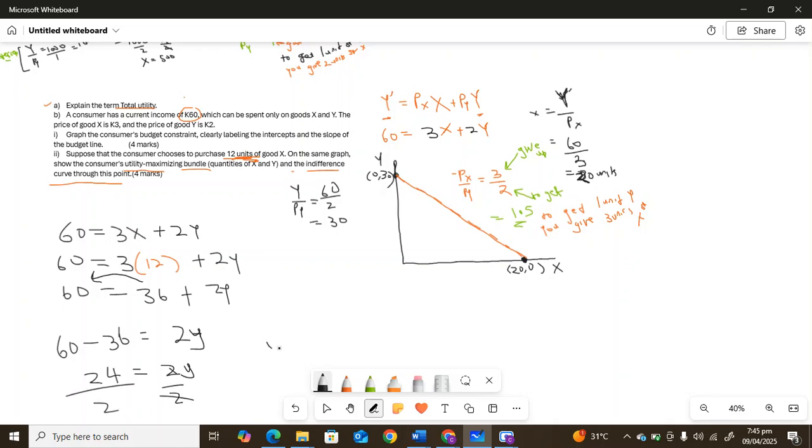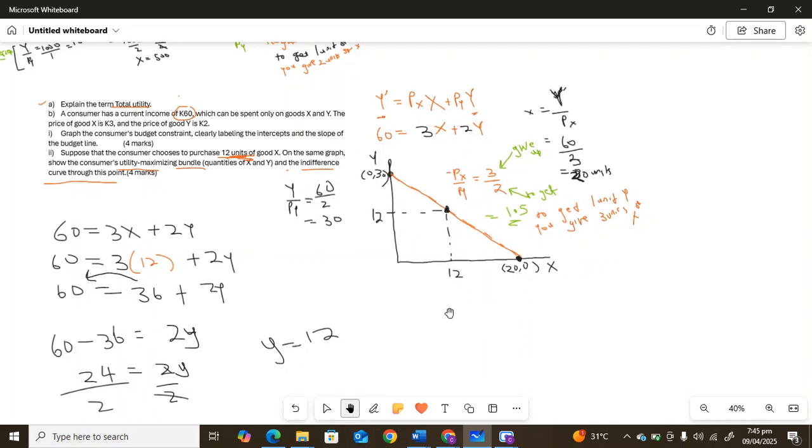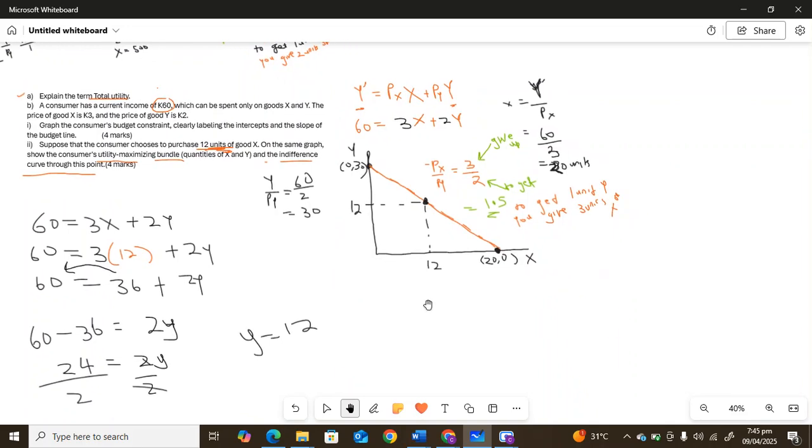24 divided by 2. So we can get also 12 units of good Y. Okay. If we get 12 units of good X, we can get 12 units of good Y. Okay. Any questions before I show the indifference curve?